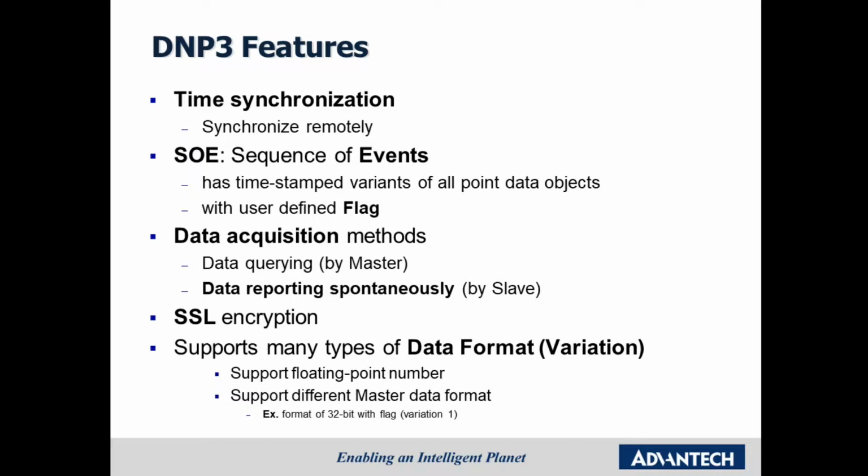DNP3 supports many types of data format. It can support floating point numbers and different master data formats. DNP3 calls this a variation. For example, the 32-bit format with flag is called variation 1. And also, DNP3 supports P2P, with multiple peers and multiple addresses in one peer.